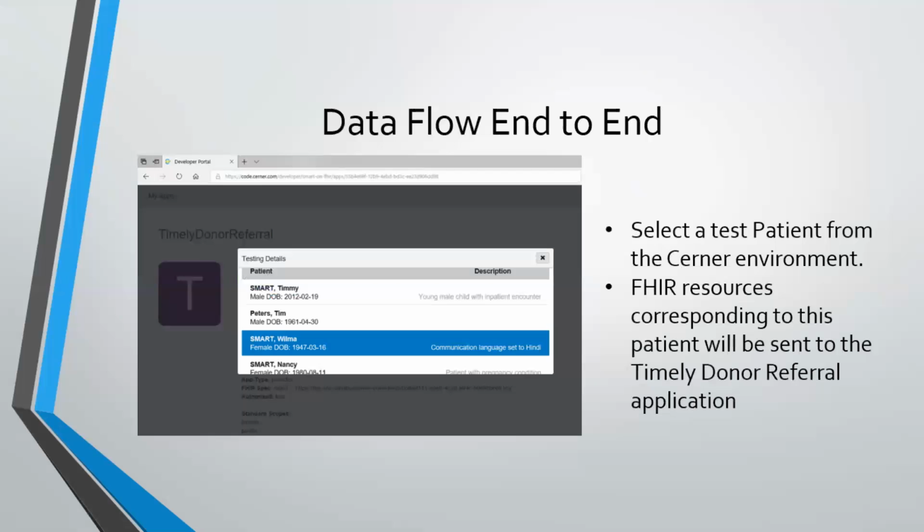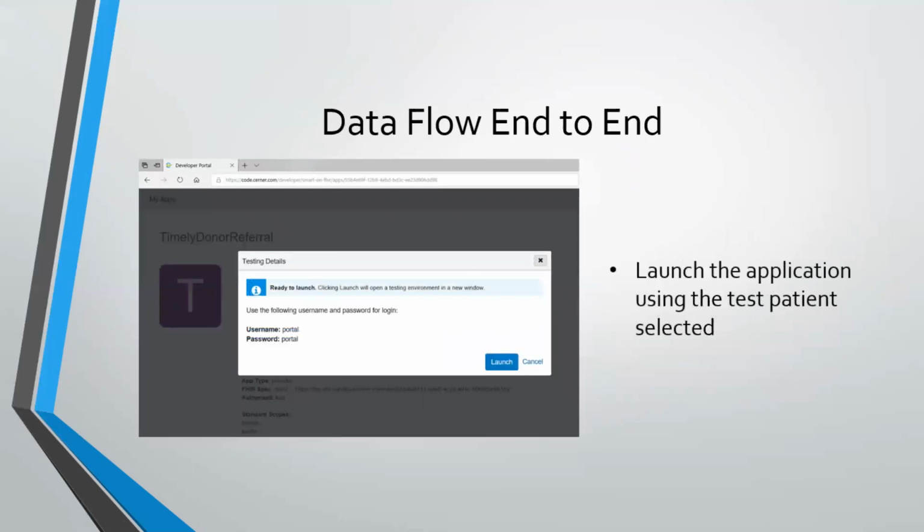You'll be shown a list of patients. You select a patient from the Cerner environment, then FHIR resources corresponding to this patient will be sent to our application. Here you see the user ID and password. Up until you see the username and password, you are in Cerner's scope. When you click launch, our application will be launched.